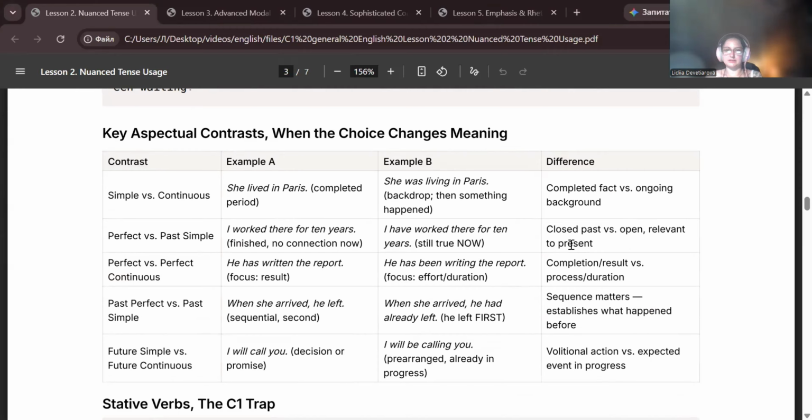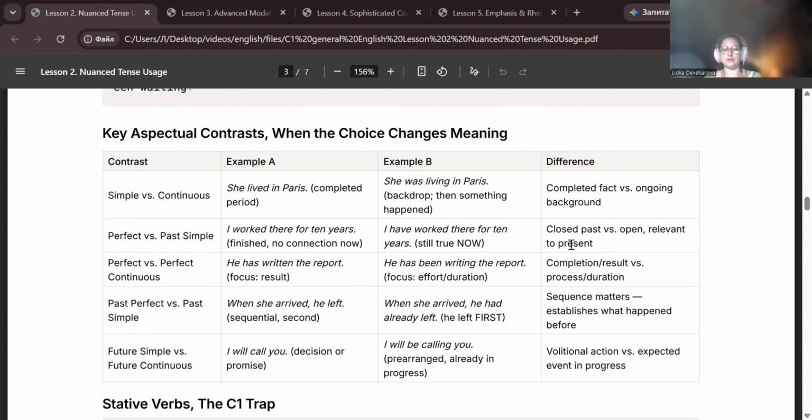Perfect and past simple. I worked there for 10 years. It's finished. It's not connected to now. I have worked there for 10 years. It means that it is still true now. Closed past, open relevant present.